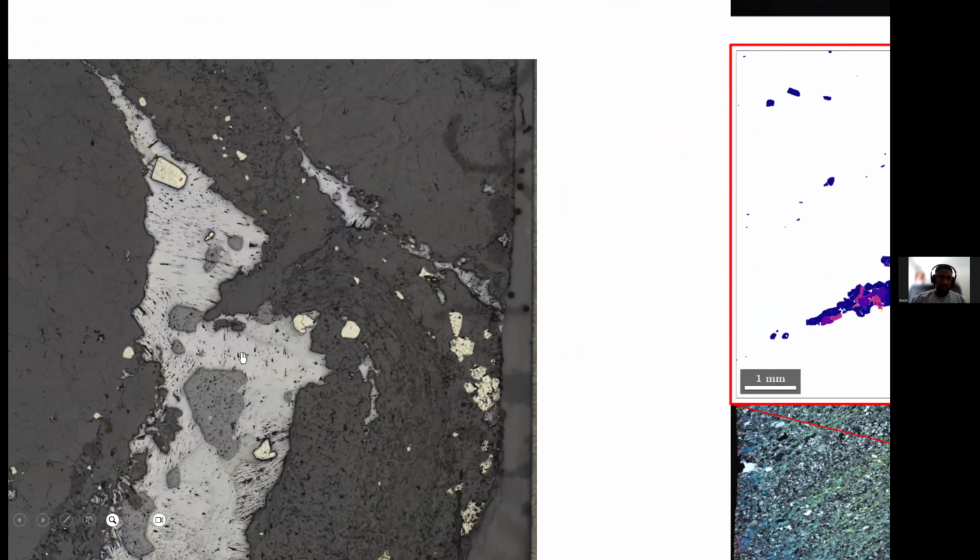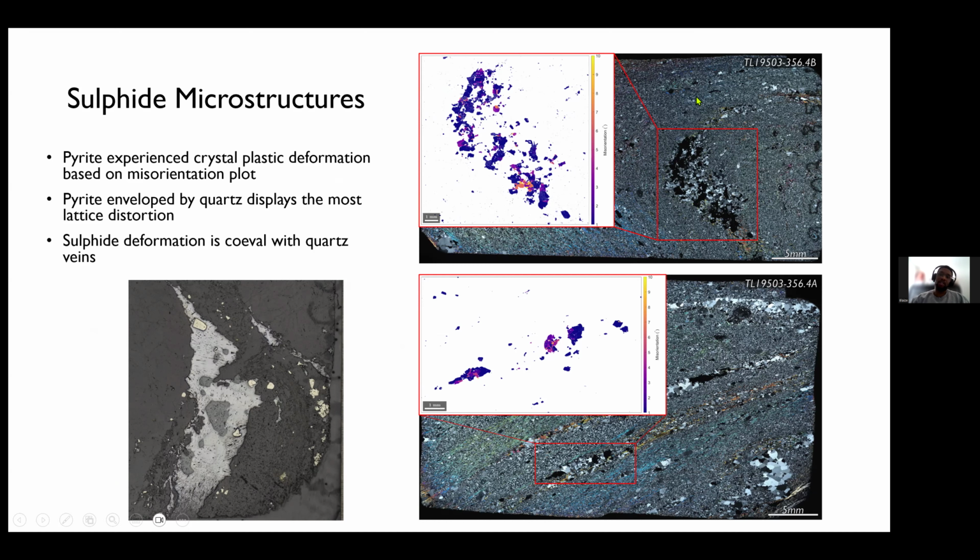Important thing to note too is that sulfides, particularly pyrite in this case, experience the most lattice distortion when enveloped by quartz versus when caught up in the matrix or even enveloped by other sulfides. And based on the textural relationships between the sulfides and the quartz, we can say that the sulfides and the quartz are deforming at the same time.